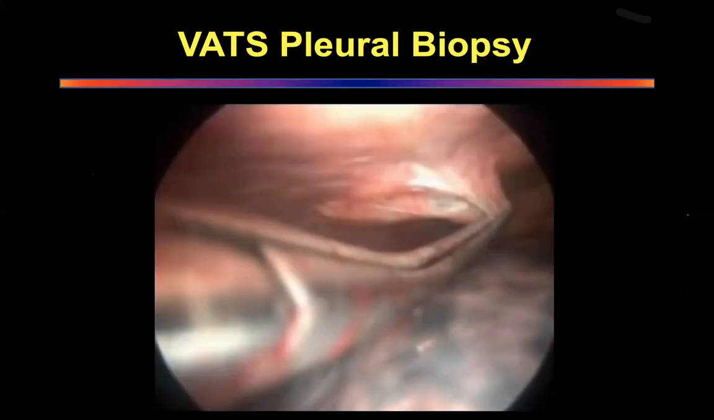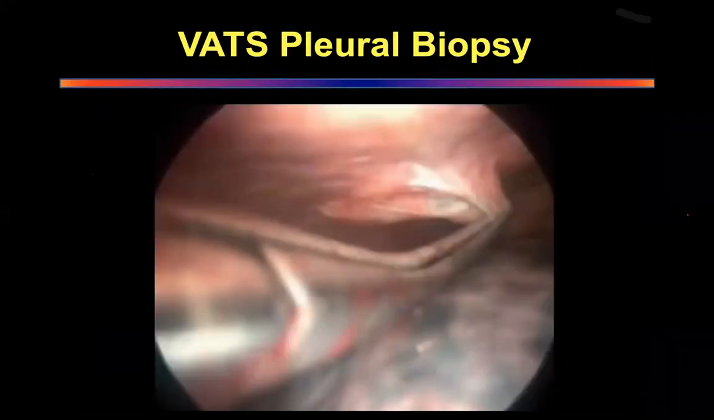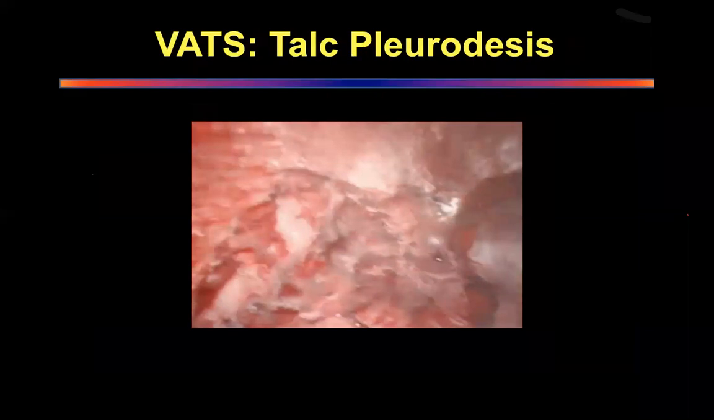There is a direct correlation. Some papers have looked at it, and there's a direct correlation with the number of biopsies versus histologically positive diagnosis of mesothelioma. So very important to take more than one biopsy. So this is what we call a punch biopsy. And if you actually dissected into the subpleural plane and took a peel off, then that would be a peel biopsy.